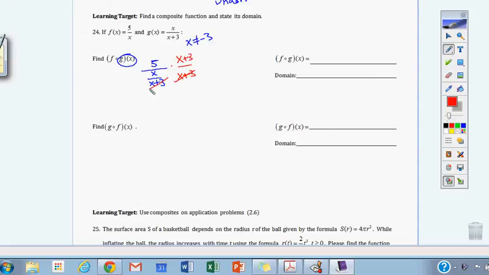And you're going to see that these cancel. On the top, remember we were struggling with this before, that distributes, so I'm going to get 5x plus actually 15 on top.